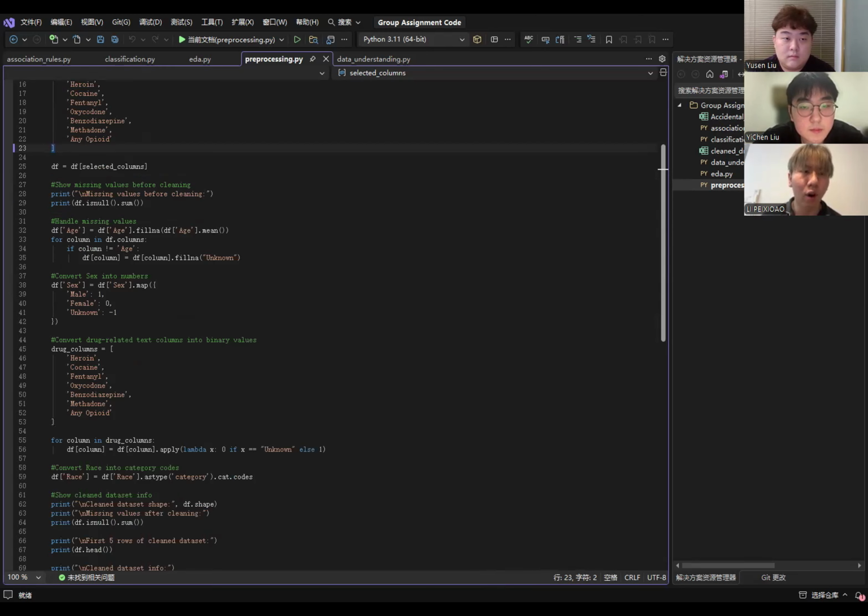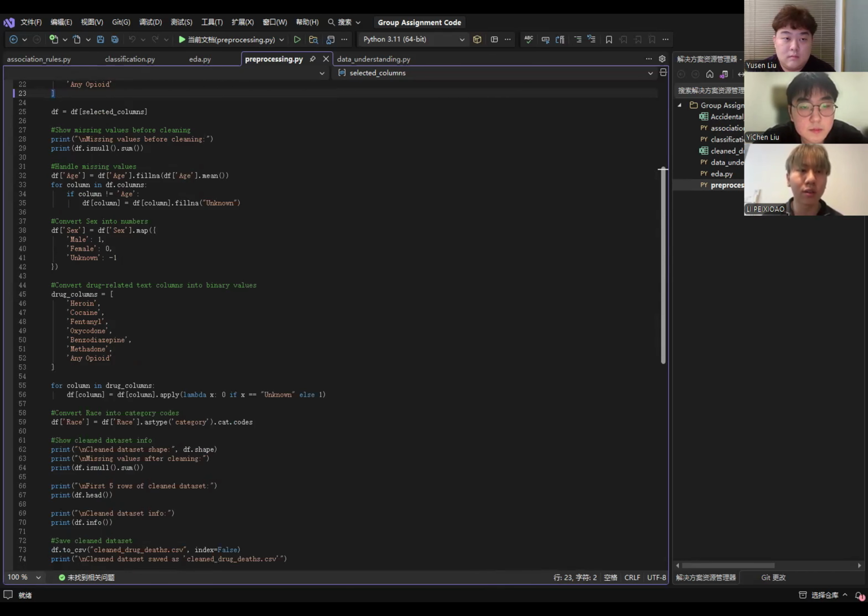Next, we check for missing values. This step is necessary because some machine learning models, especially KNN, cannot handle missing values directly. In our data, we found a small missing value in the sex column, so we fixed it before model training.